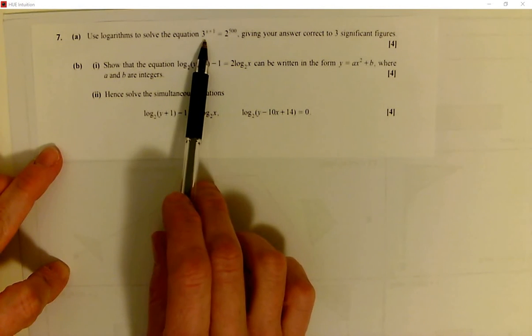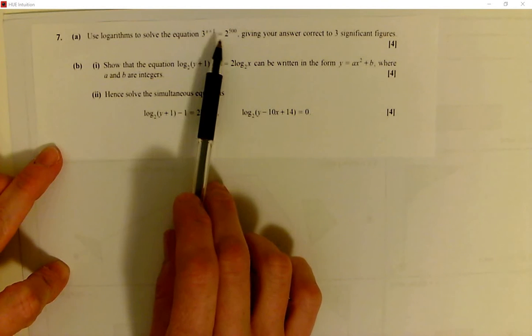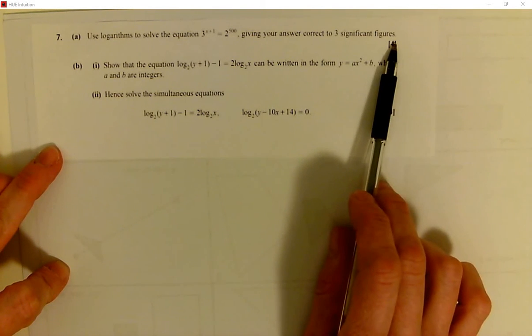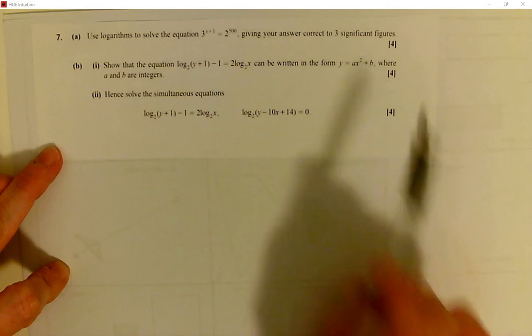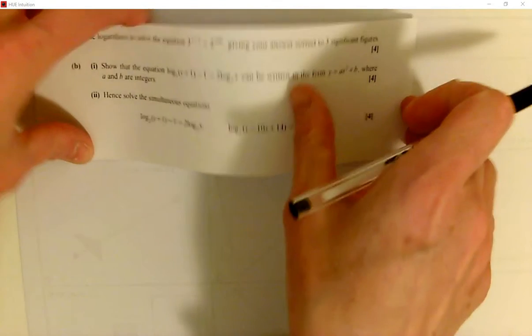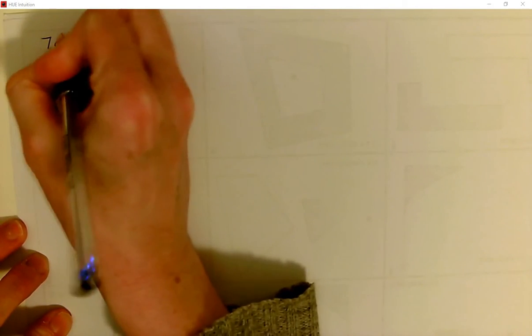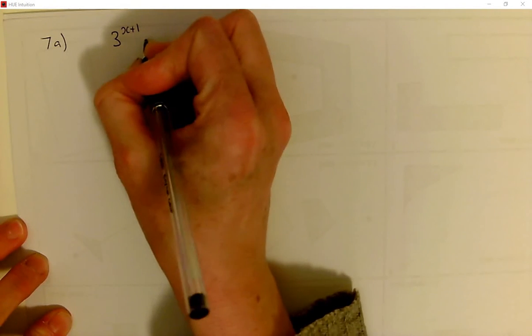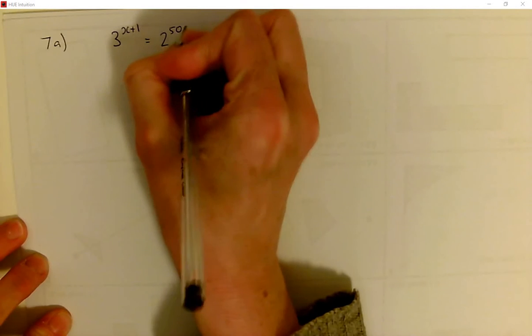Okay, right, so we're going to use logs to solve this equation: 3 to the x plus 1 equals 2 to the 500, giving our answer correct to 3 significant figures, and it's worth 4 marks. Alright, so I'm just going to move this out of the way and write the equation down. So it was 3 to the x plus 1, okay, equals 2 to the 500.